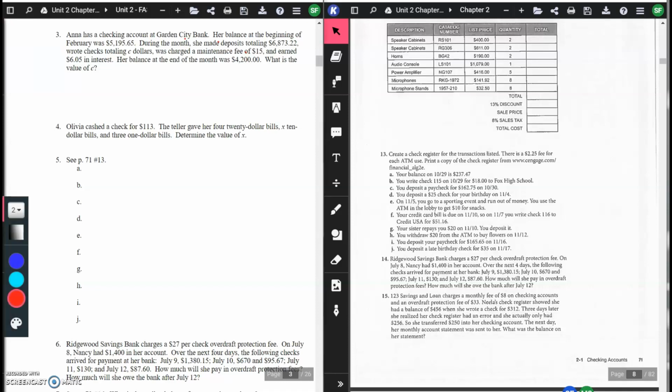So we start with $5,195.65. We're going to add on our deposits of $6,873.22. We wrote checks for C dollars, so minus C, minus the $15 fee, and plus $6.05 in interest. And that's going to equal $4,200 at the end. So it's one big long equation.